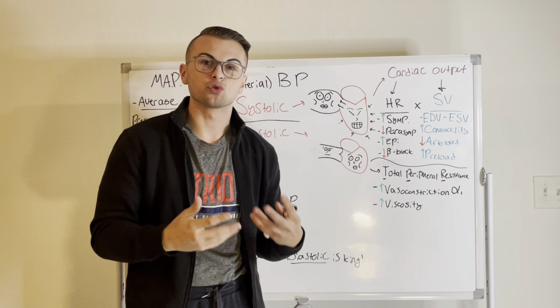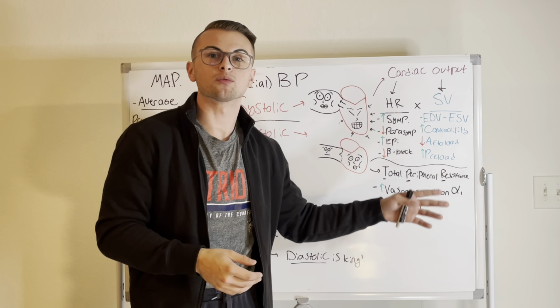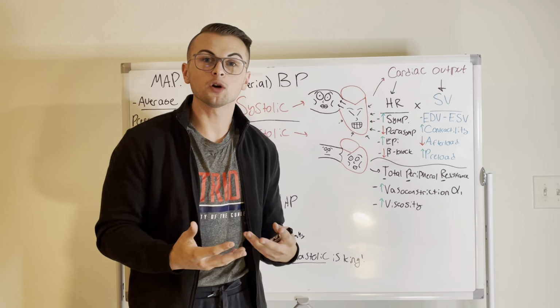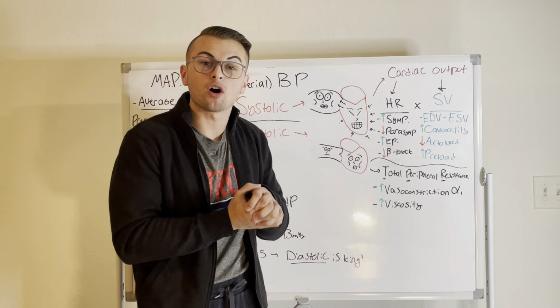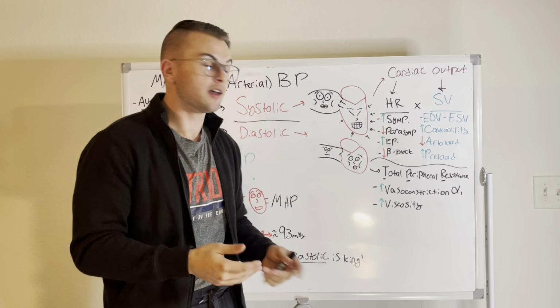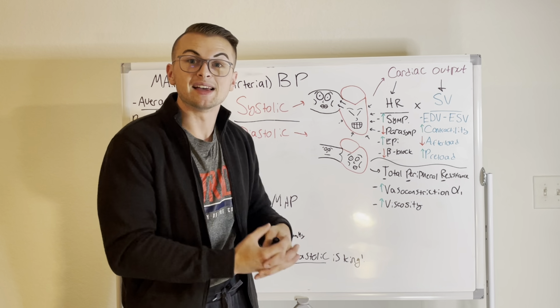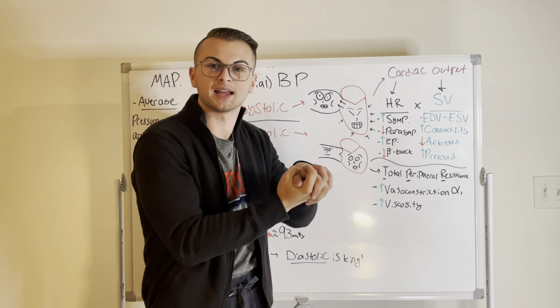So what controls that pressure really? Yes, it is the total peripheral resistance. It is really determined by how constricted our arterioles are. If there's not a lot of blood in our arteries, then the only thing that is keeping our pressure up is how hard our arteries are clamping down.